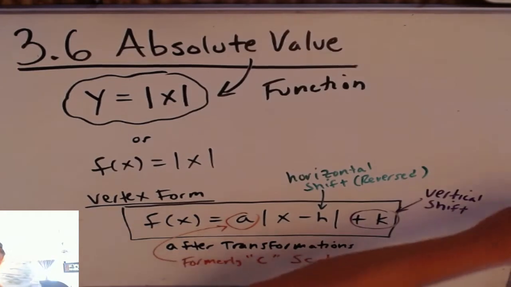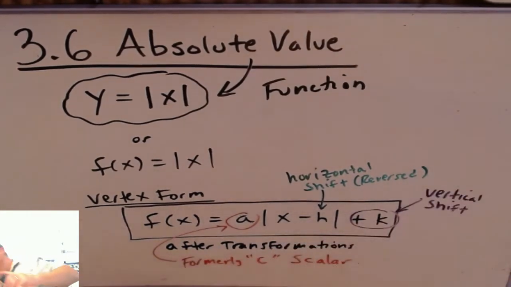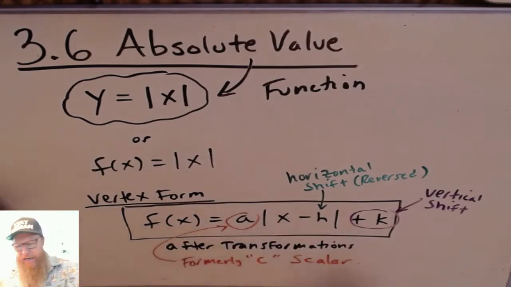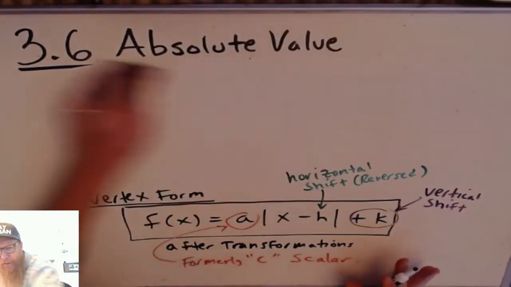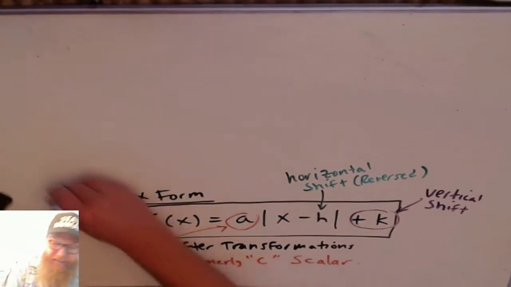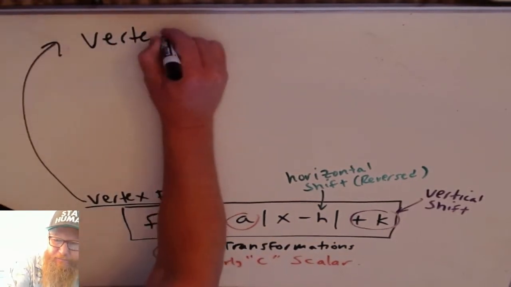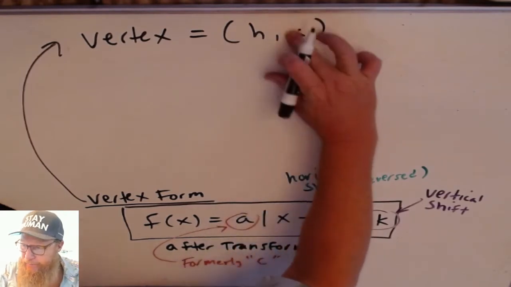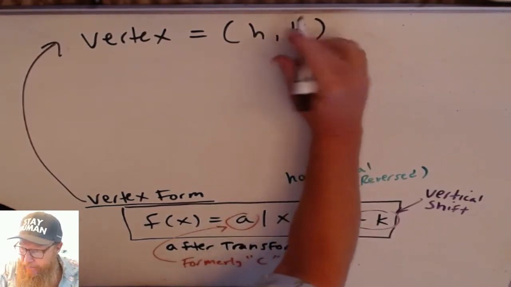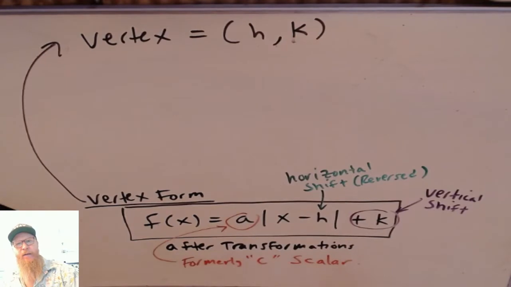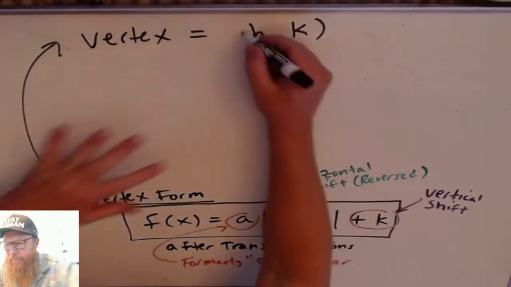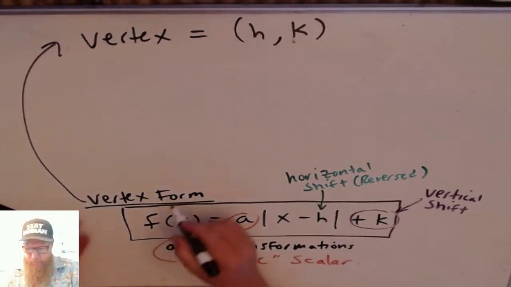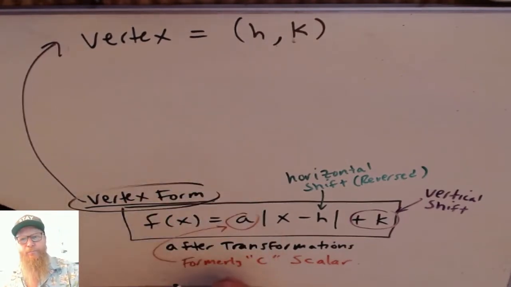All right. And so let me explain how this works. If you have an absolute value function that's already gone through the transformation, there is a quick way to find the vertex. It's just h and k. So that's why we call this the vertex form.